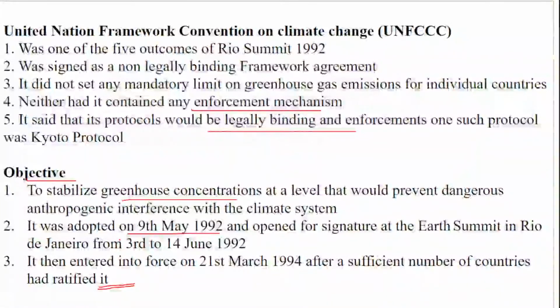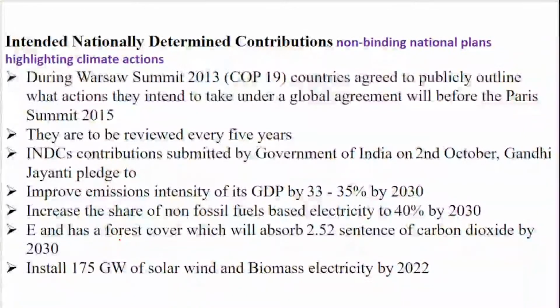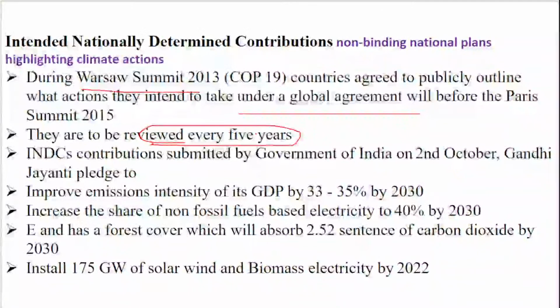Okay. Now, talking about Intended Nationally Determined Contributions. These contributions were made during the Warsaw Summit, which intended to reach a global agreement. They are reviewed every 5 years. Now this was a type of MCQ question, so you have to be really very alert for this. It was submitted on 2nd of October, the day of Gandhi Jayanti, with a GDP emission intensity reduction of 33 to 35%, to be targeted by 2030, and electricity to 40% by 2030.